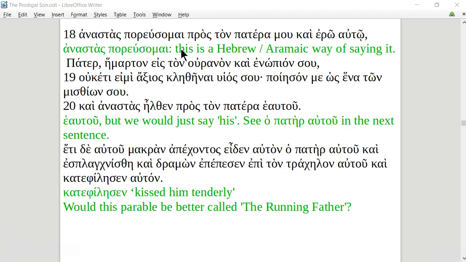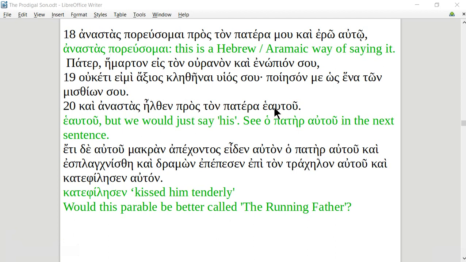Anastas poreusomai, this is a Hebrew Aramaic way of saying it. Arising, I will go. So I will get up and go, we might say. But probably in normal English we wouldn't say this at all. We would just say, I'll go back to my father, and I'll say to him.